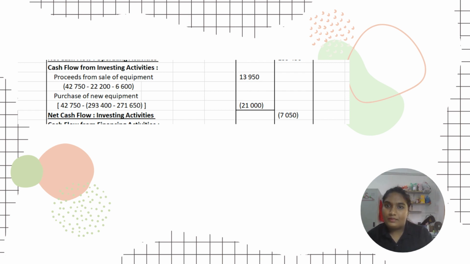And the second thing is purchase of new equipment, where the value used will be the same from the above one minus with the changes in equipment from the comparative statement of financial position. So the answer will be 21,000 in bracket because there is cash outflow due to the purchase of new equipment. So the total net cash flow for the investing activities will be 7,050 in bracket.